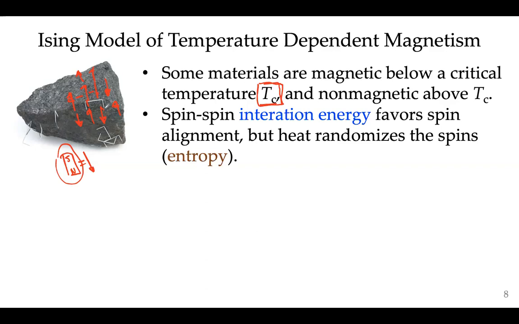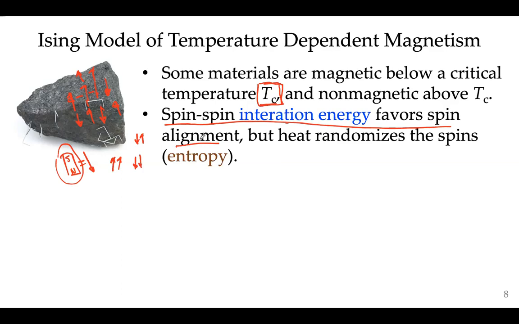I said that neighboring spins interact with each other. The spin-spin interaction energy favors spin alignment. The interaction energy wants the neighboring spins in the same direction, either up, up or down, down. You can think of energy as a force also. If they're not aligned, up, down, the force between them, which comes from quantum mechanical and electromagnetic interactions, would try to flip one of the spins so that they are in the same direction.